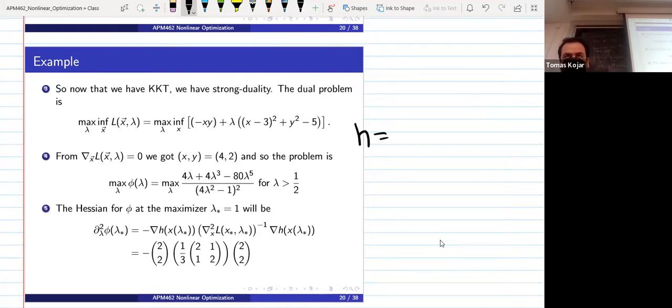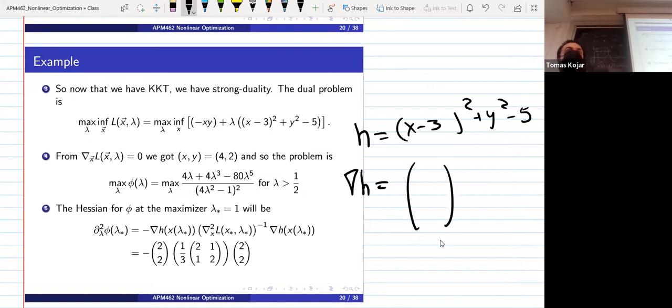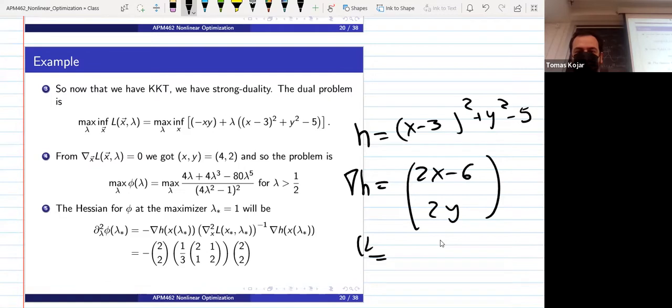So H is equal to x minus 3 plus y squared minus 5. And I take its, let me ask you, I'm tired, my voice is getting lost. What's the gradient of this H? 2y, perfect. So then at the minimizer of 4, 2, you get 2, 2.